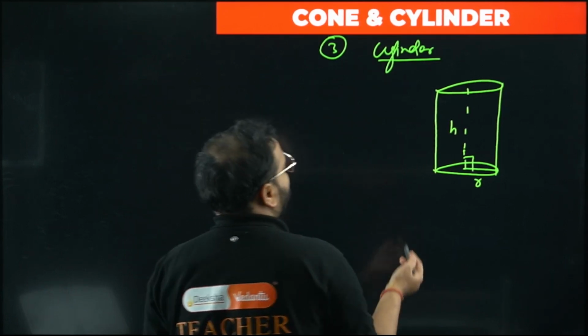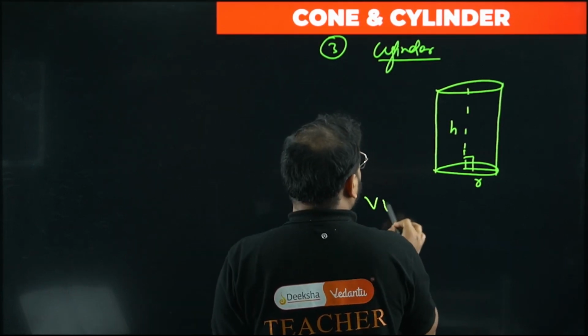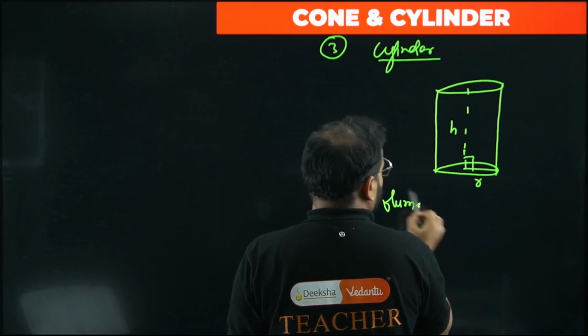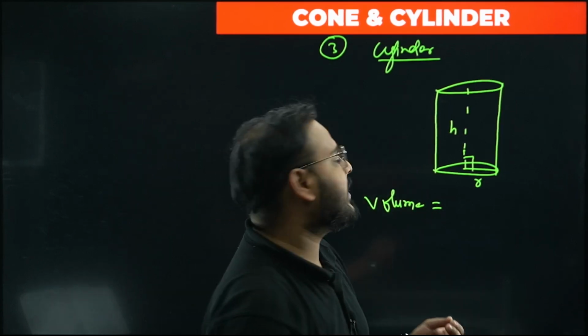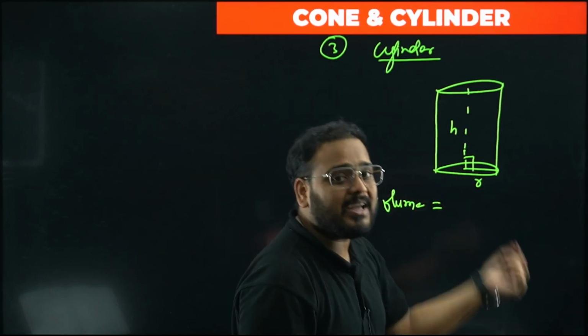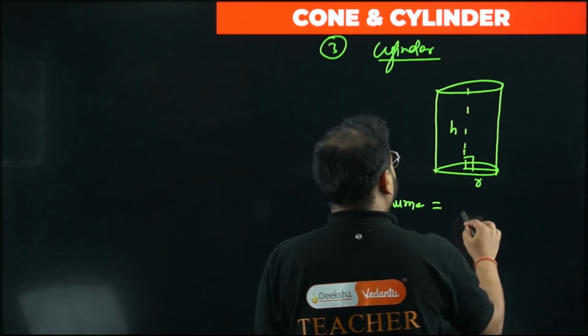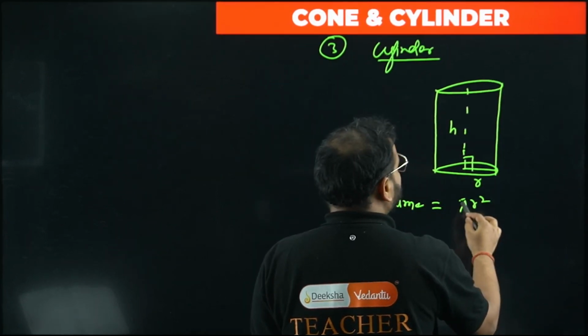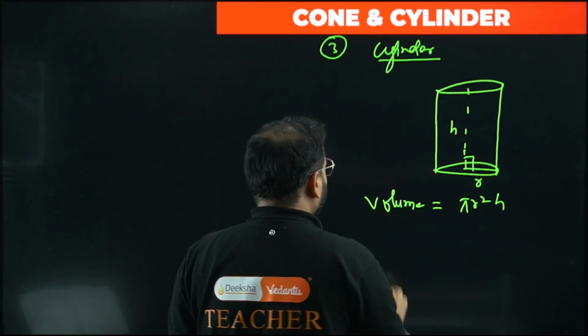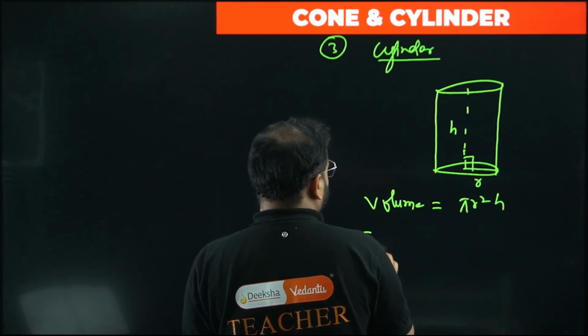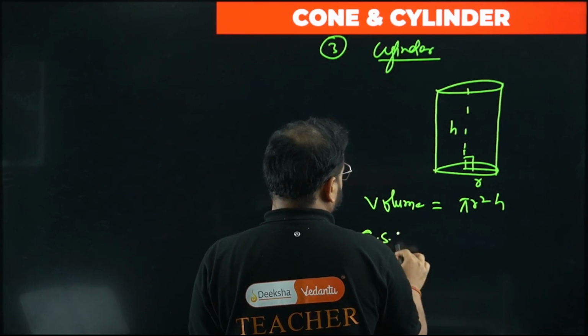Now we have again some formulas. Tell me the volume first. Volume is given by, what did I say? Base area into height. Base area is a circle, so pi r square. What is the height, sir? Simply h. Is this the answer, sir? Yes. Okay. Now we'll do something called CSA here.